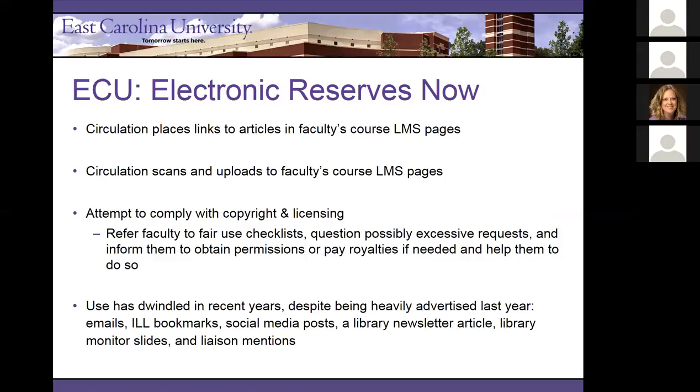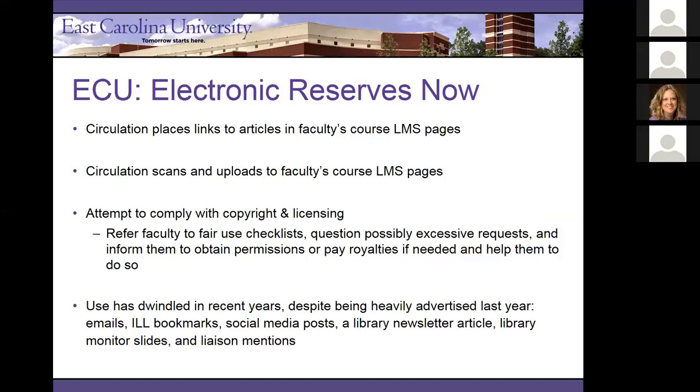All of that takes time to do, of course. And in doing all of that, we have to try to comply with copyright and licensing, and that is not our specialty on the day-to-day. And if you know anything about those, it is a very large gray area on what should or should not happen with electronic course reserves.